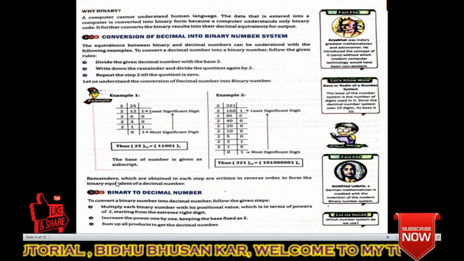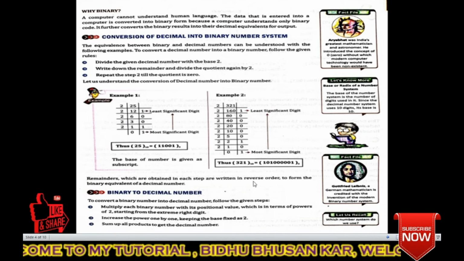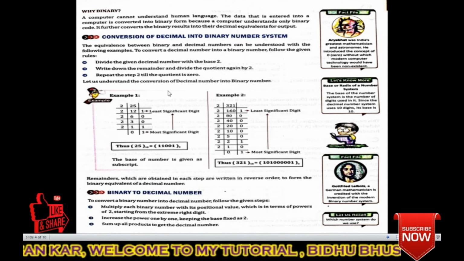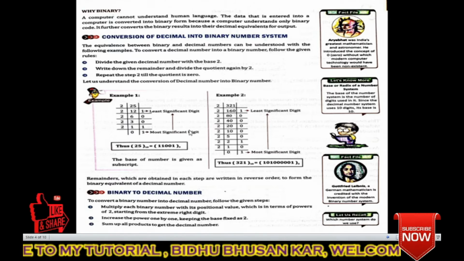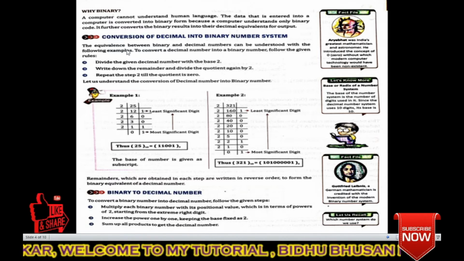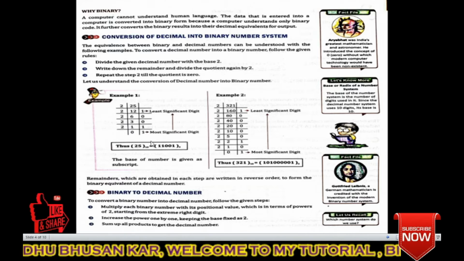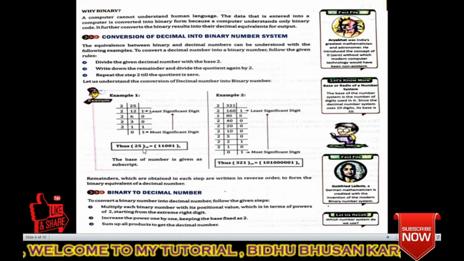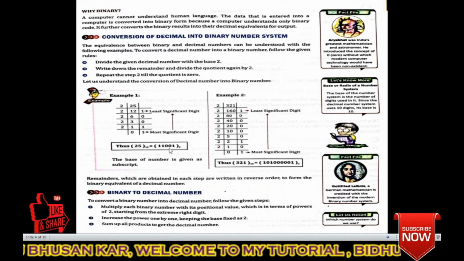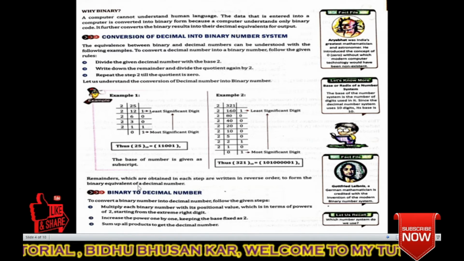Remainder. Remainders which are obtained in each step are written in reverse order to form the binary equivalent of the decimal. So this one is the example. Both these two examples are conversion of decimal into binary number system. If the question comes, convert 25 decimal number into binary number, you have to do it like this and find out like this. Okay, next, binary to decimal number system, it's the reverse.